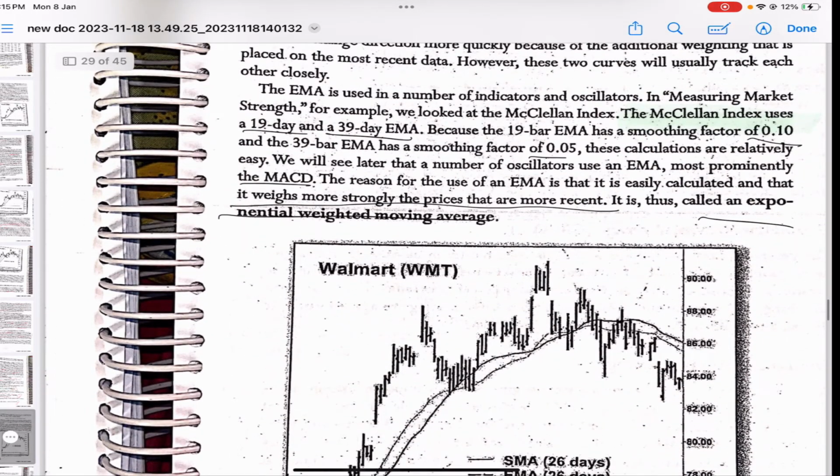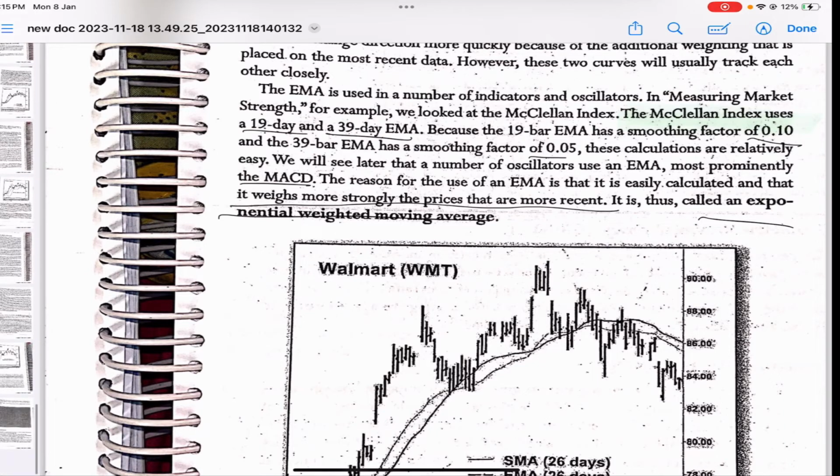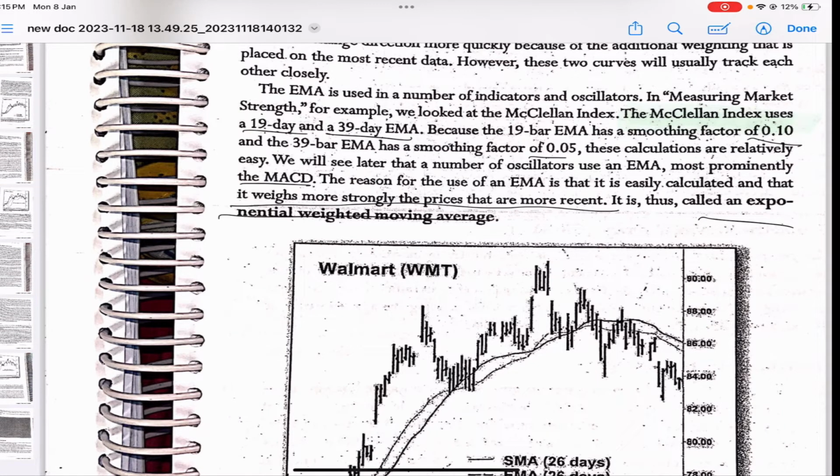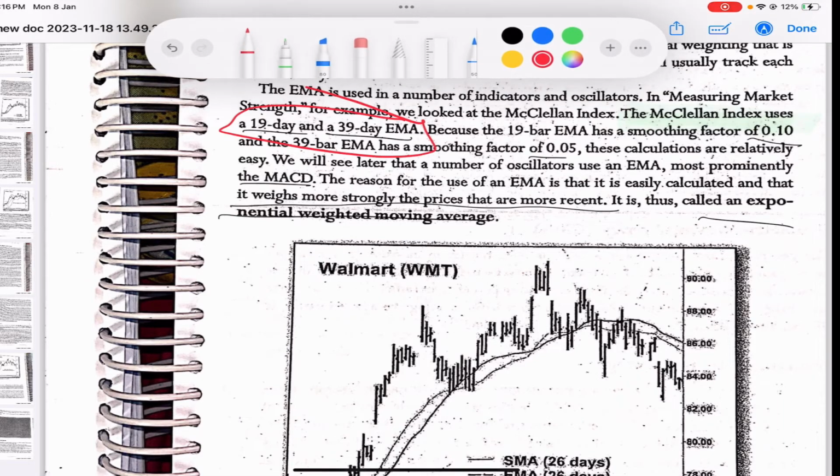EMA is one thing which is used in many of the indicators as well. There's a thing which is known as the McClellan index. The McClellan index is a very popular indicator used by many people. In the McClellan index, they use two moving averages, and they particularly use exponential moving averages: a 19-day moving average and a 39-day moving average. These two exponential moving averages are used in the McClellan index. So keep that in mind.